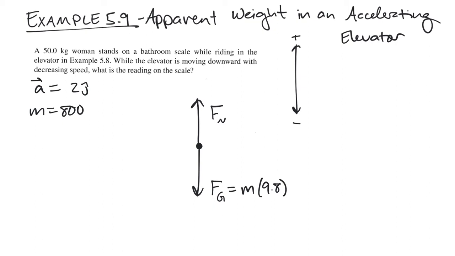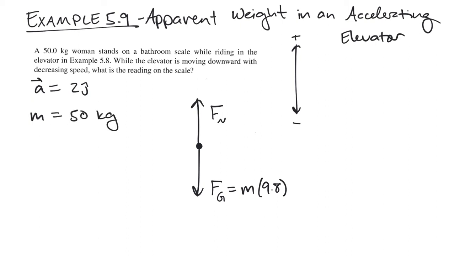All right, so one thing we do know is that when you're riding in an elevator, you go at the same rate as the elevator does. If the elevator is accelerating at 2 j hat meters per second squared, then you're accelerating at 2 j hat meters per second squared. You're constrained to be still on the elevator. Her acceleration is 2 j hat, the same as the elevator's, and the mass that we have here, the 800, is actually for the elevator. We don't care about the elevator right now. We care about the lady, and the lady is 50 kilograms.